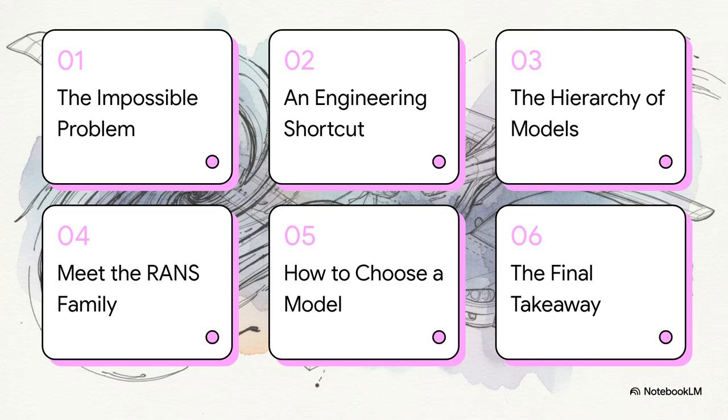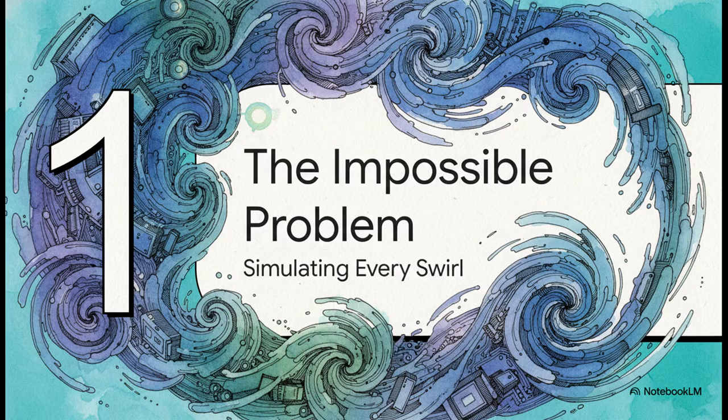Well, here's the roadmap for our journey today. First, we're going to talk about why a perfect simulation is basically impossible. Then, we'll look at a really clever shortcut that makes it all work. We'll explore the different families of models, and then finally, we'll get into the real art of picking the right tool for the job. Okay, let's just get right into it.